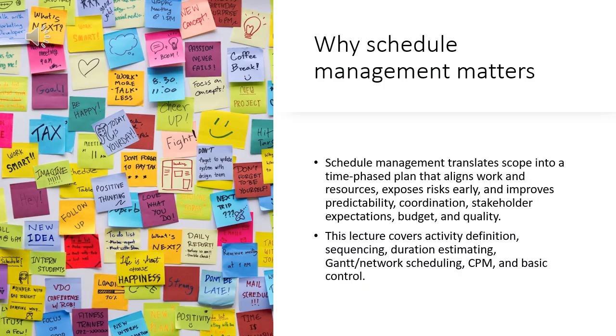Project schedule management turns scope into a realistic timeline. It organizes work, guides resources, and reveals risks early. A good schedule improves predictability and team coordination. It sets clear expectations for stakeholders. It also supports budget control and quality.